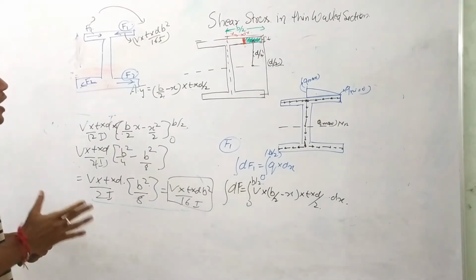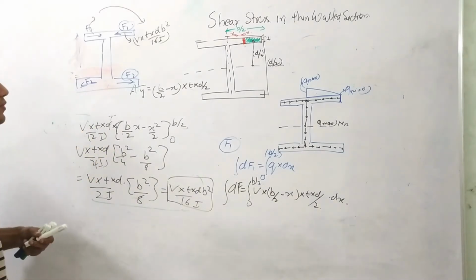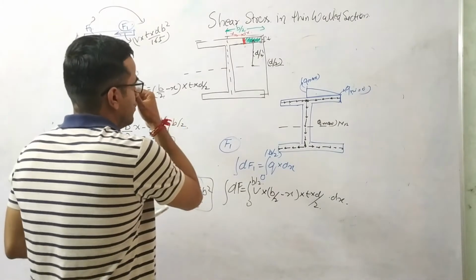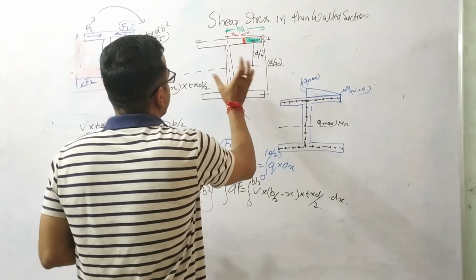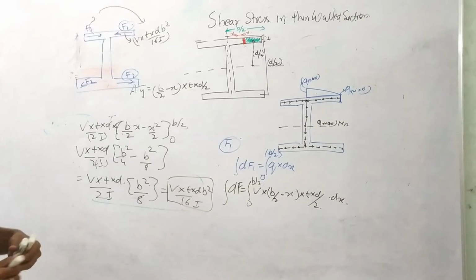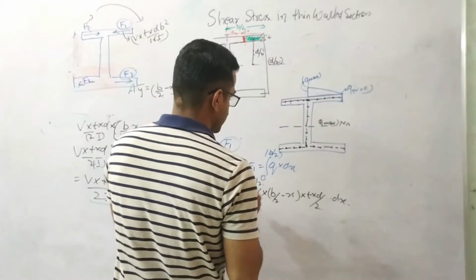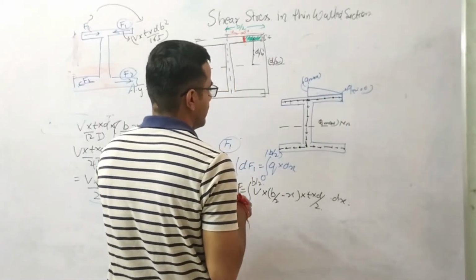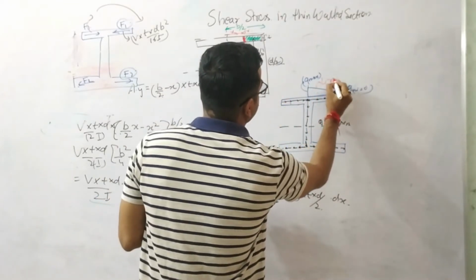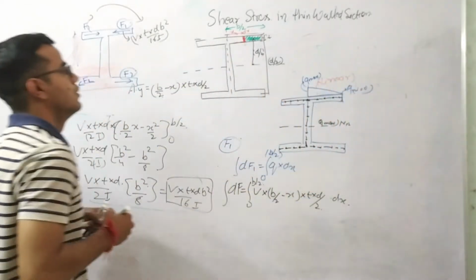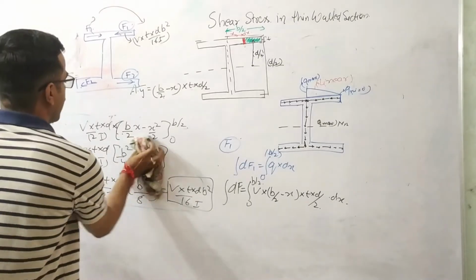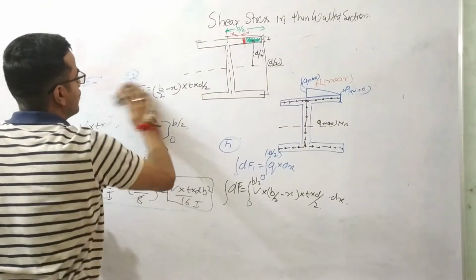Now we have discussed how the shear flow is varying along the flanges. The next thing is how the shear flow is varying across the web of the section. You can see that the variation will be linear over here. The variation is linear. Now we'll see how the shear flow is varying along the web of the section.